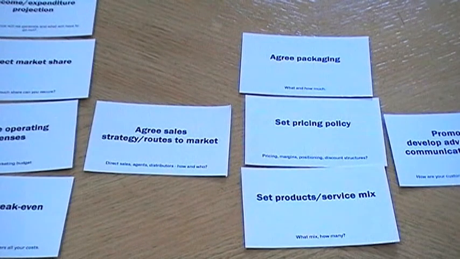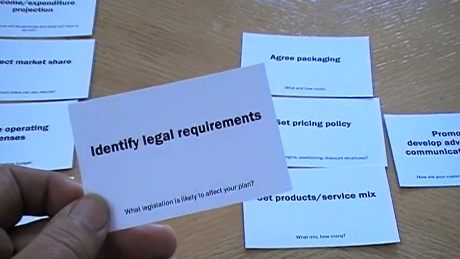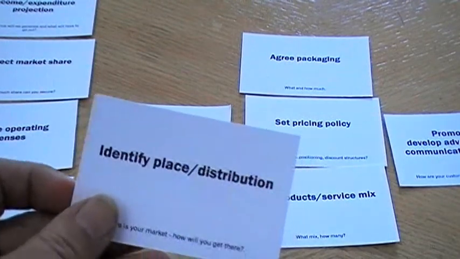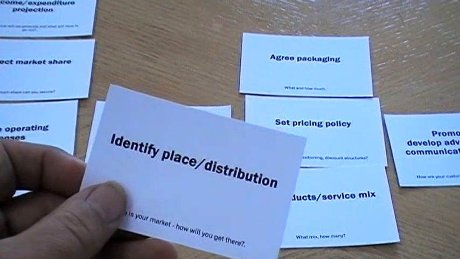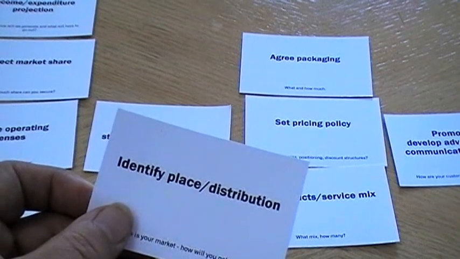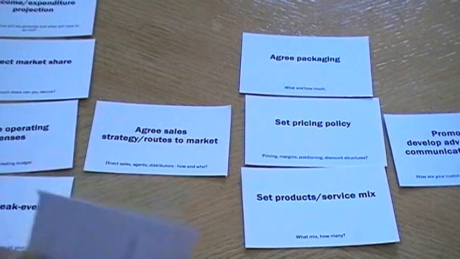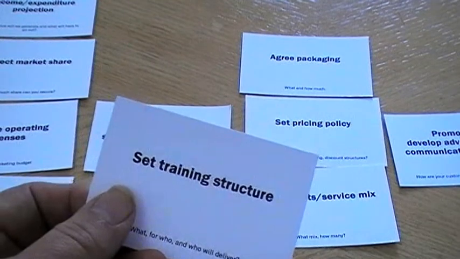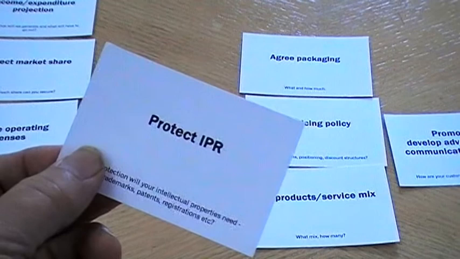Okay, there's still a few things that we need to be looking at. We need to consider identifying any legal requirements so that we can get those buttoned down as early as possible in the process. Identifying place, distribution. Where are our customers and how are we going to get our product to them? Again, that needs to be done fairly early on, I would suggest, while we're doing our market research. Will we need to set a training structure? Do we need to train people?